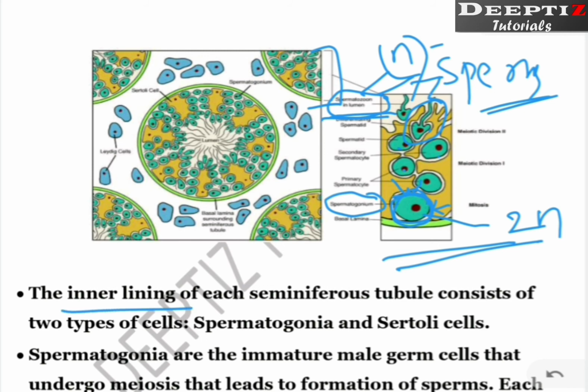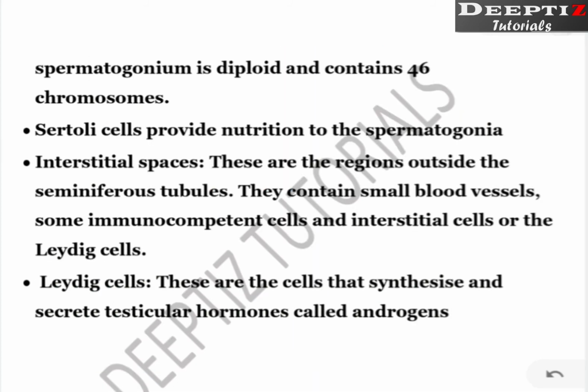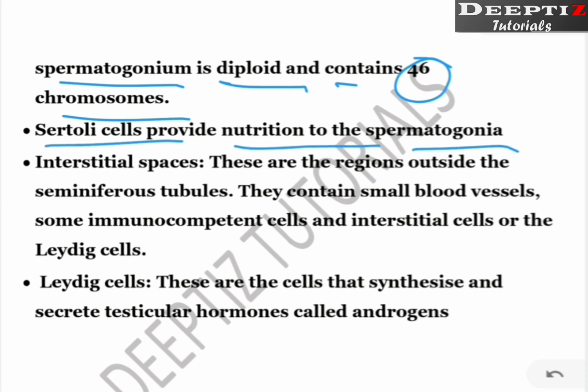The inner lining of each seminiferous tubule consists of two types of cells, which are the spermatogonia and Sertoli cells. Spermatogonia are the immature male germ cells that undergo meiosis, which leads to the formation of sperms. We know, right? Each spermatogonium is diploid and contains 46 chromosomes in case of human. Spermatogonium now undergoes meiosis to produce spermatozoon or sperms. Sertoli cells provide nutrition to the spermatogonia.